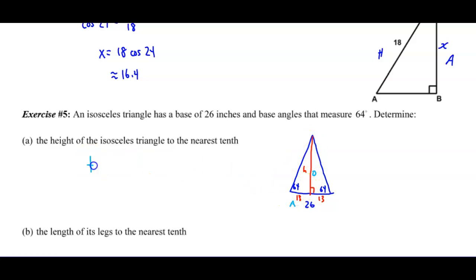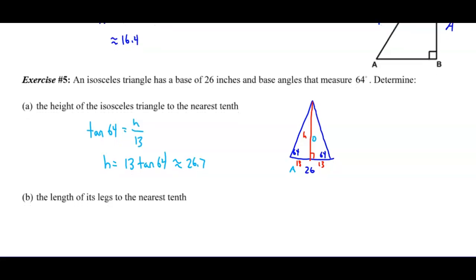I'm going to write a tangent equation. So tangent of 64, from the TOA in SOHCAHTOA, is equal to my unknown height over 13. So my height in exact form is 13 tangent 64. And then that is approximately, to the nearest tenth, going to be 26.7. All right, now find the length of the legs to the nearest tenth.